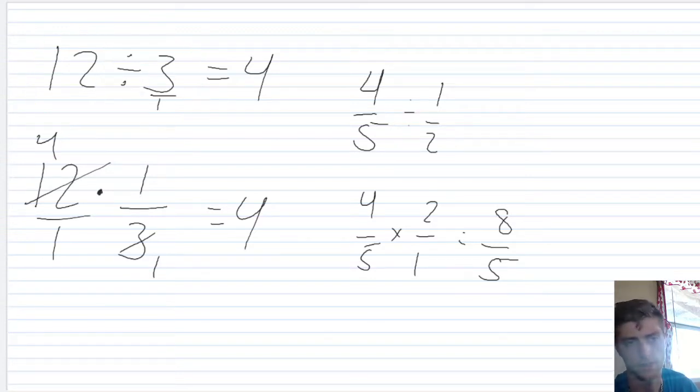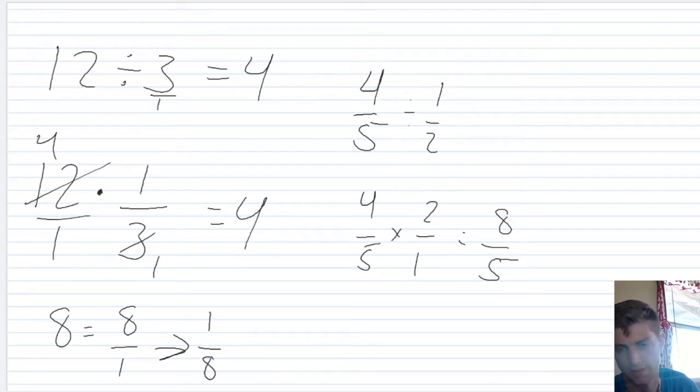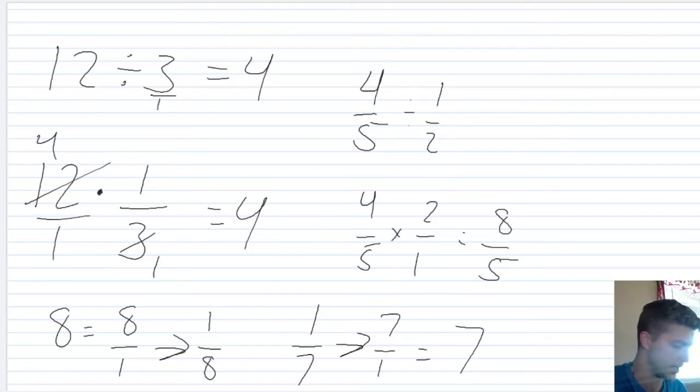And remember that if we have a whole number, say we have 8, that's the same as 8 over 1. So if we want the reciprocal of 8 over 1, we would flip it like that. And the same thing goes if we have 1 over 7, the reciprocal of 1 over 7, we flip it, it becomes 7 over 1, which is the same as 7. That's about all you need to know about reciprocals right now.